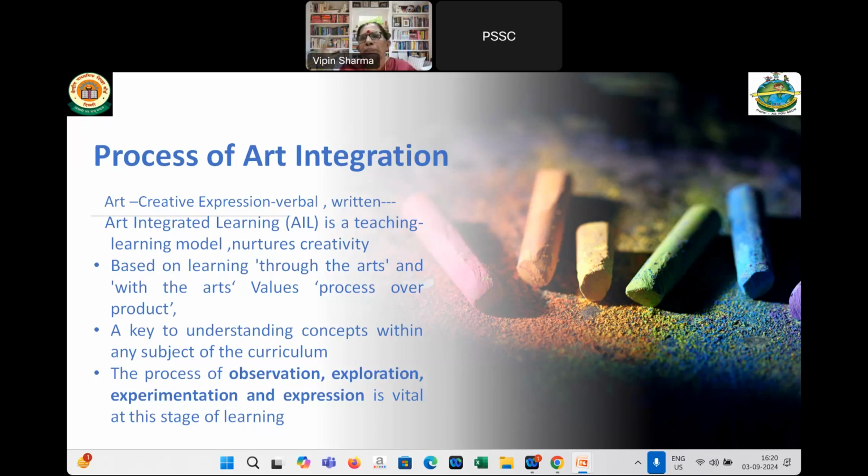Some may say, ma'am, it's going to be a dark cloud. Maybe it's going to rain. The child knows when the clouds are dark, it will rain. So let us adopt very clearly the process of observation, exploration. Then they should experiment. Let him write and express himself. Not only clouds, let him go to the field, let him go to the market, let him go anywhere.